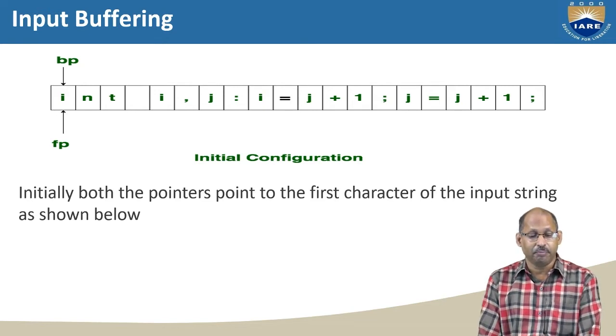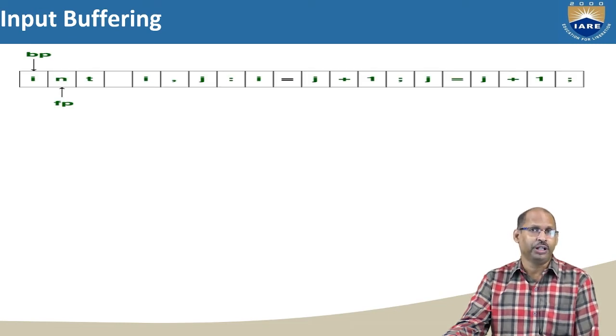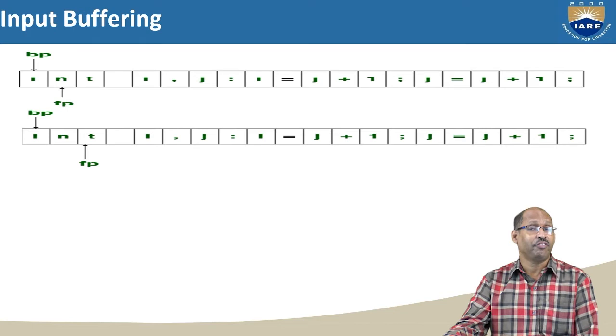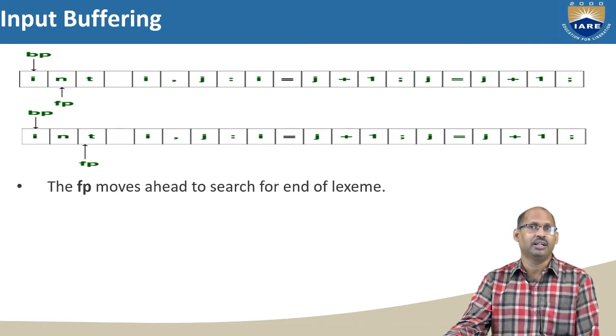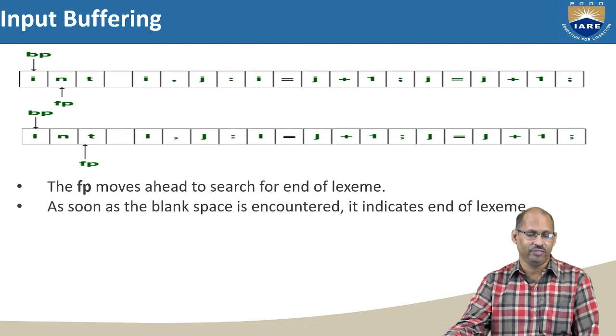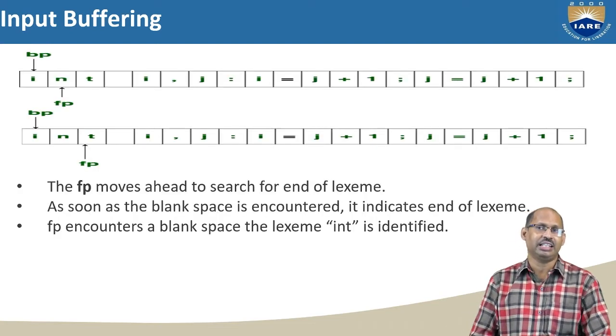Initially the lexeme begin pointer and forward pointer point to the start. Then the forward pointer moves forward to find the end of the lexeme, for example int. When it finds an empty space, a delimiter, it groups the characters between the begin pointer and the forward pointer as a single lexeme. So the lexeme int is identified.